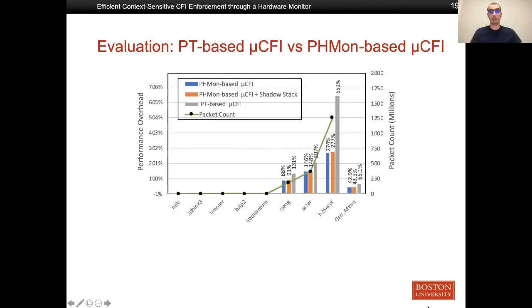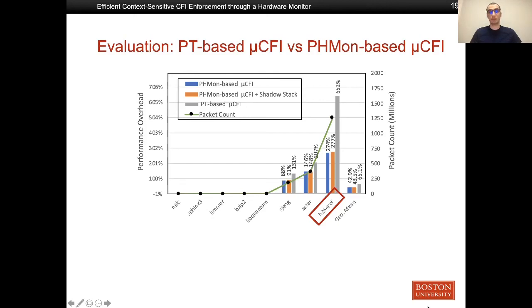Next, we evaluated both PT-based microCFI and PHMon-based microCFI when protecting forward edges. In the blue bar you see PHMon-based microCFI results, and in the gray bar you see PT-based microCFI results. As you can see, for the packet-intensive benchmark H.264, the performance overhead of PT-based microCFI on a single core is around 650%, while it is 274% for PHMon-based microCFI. The performance overhead is significantly lower in the case of PHMon-based microCFI, and the main reason comes from the fact that PHMon-based microCFI does not perform additional packet decoding prior to ICT validation.